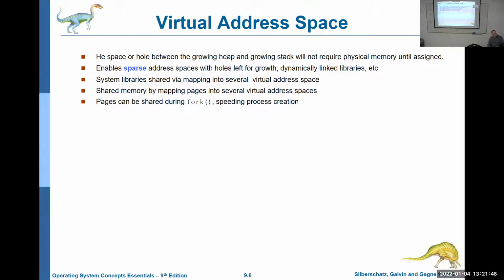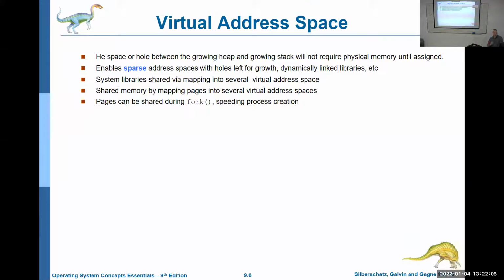Pages can be shared during fork. So in other words, I can get the process up and running by letting it use, for example, the code section of the parent. The child and the parent share the same code. So I don't have to create a copy of the code, I don't have to copy all that data. I can just let them share it.